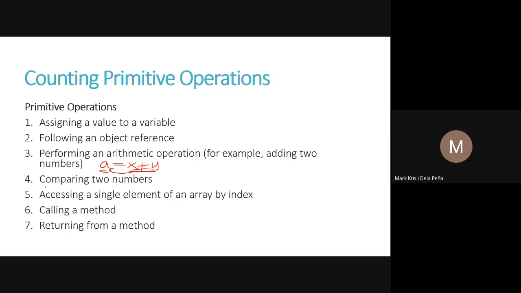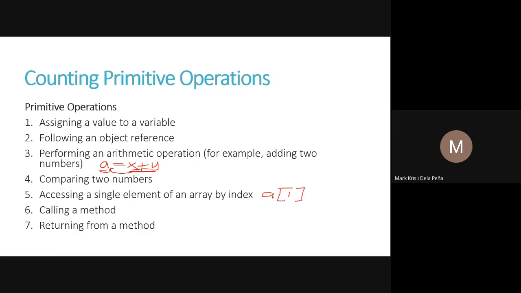And also we have comparing two numbers. That's one operation. It might be more than one operation if more than two values were being compared. Then accessing the element of an array by index. Say, for example, you directly access the array at index 1.